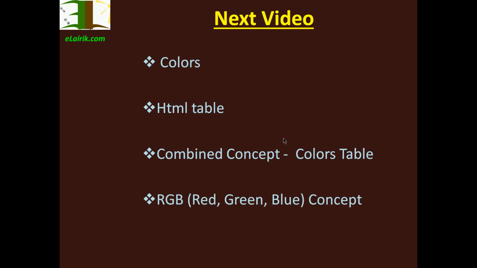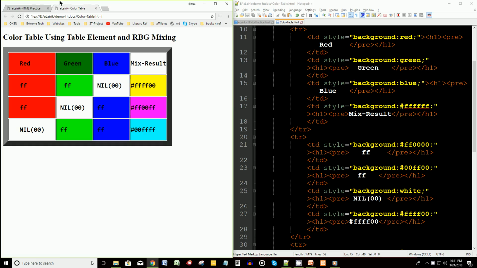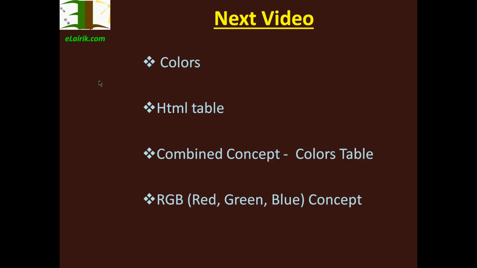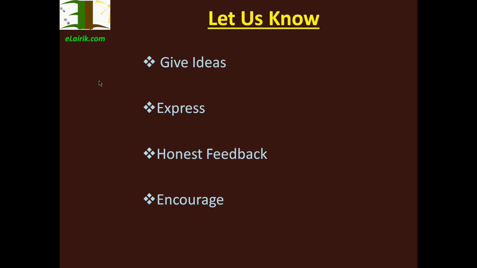In our next video, we will discuss colors along with making an HTML table using table element. We will then make a table with various colors in the cells of the table like this. We will also learn to get our favorite colors by mixing red, green and blue components in various proportions.